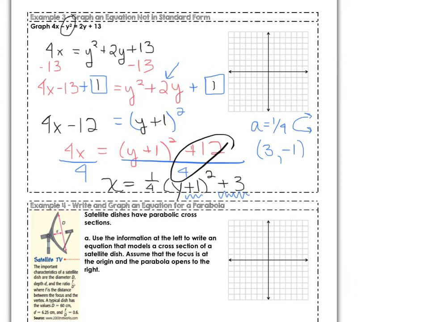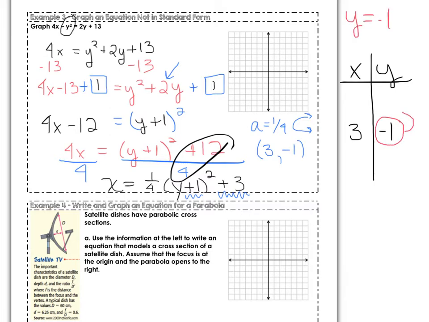Now, we're still going to make an xy table, but this time, because our parabola is horizontal, the x-coordinate is not the axis of symmetry. The y value here is the axis of symmetry, and so everything equidistant from our y value of negative 1 will have the same x-coordinate, okay? So 0 and negative 2, which are both 1 unit away from negative 1, will share the same x value.